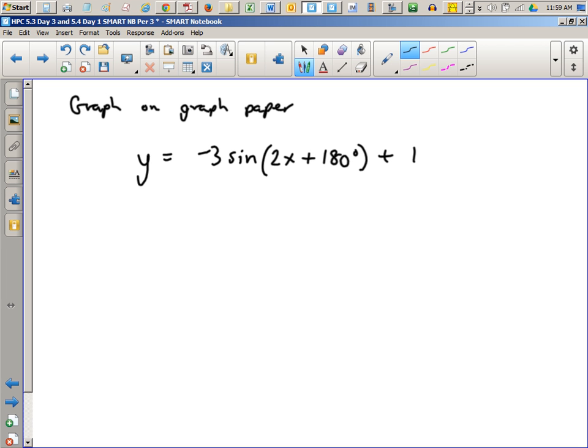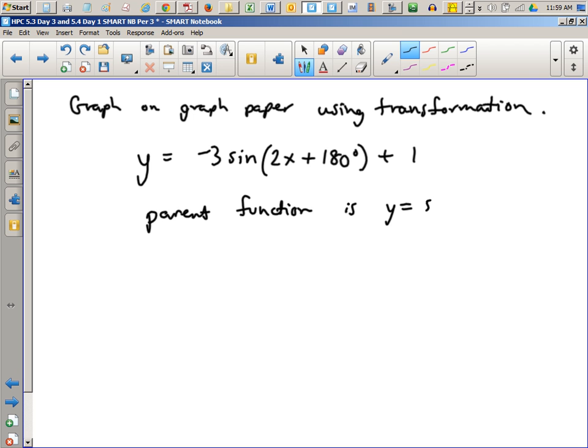Okay, so how would you graph this? Well, I can tell you now, you can punch in your calculator and you'll get the graph. But that's not what I mean. I mean using transformations. Okay, so it's pretty apparent that we're talking about a sine graph, right? That's no surprise. It says sine right there. So we identify the parent function. It's y equals sine x.